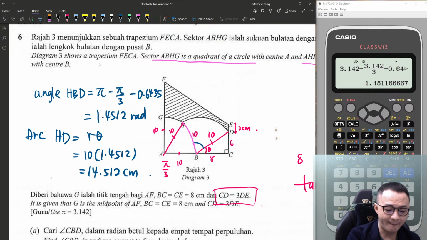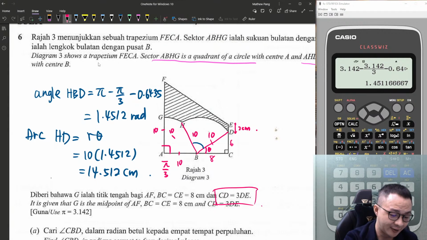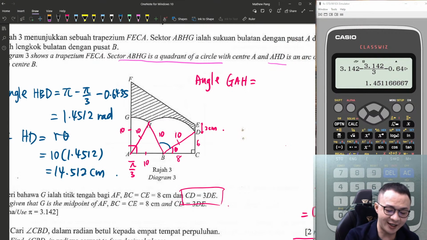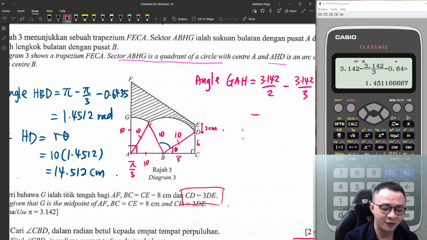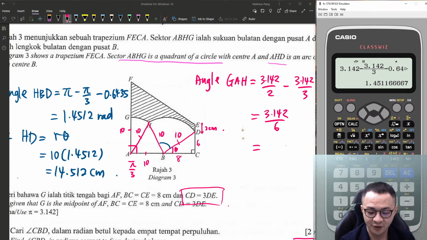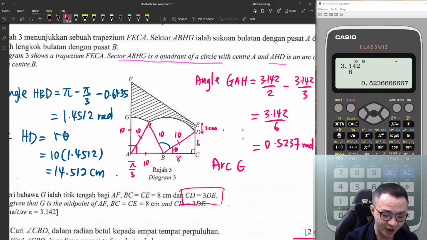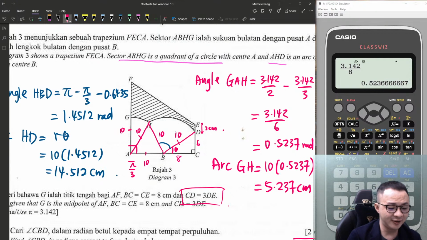In order to find GH here, I know the quadrant is 90 degrees, so I already know there's a right angle triangle, right? Then I can find the angle GAH. GAH is 90 degrees, which is pi over 2, 3.142 over 2, minus pi over 3, 3.142 over 3, which is pi over 6, 3.142 divided by 6. So it's 0.5237 radian. Now I can find the arc length of GH. It's r theta, 10 multiplied by 0.5237, so it's 5.237 centimeter.